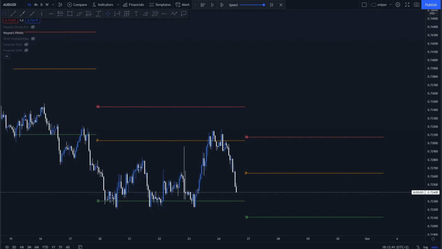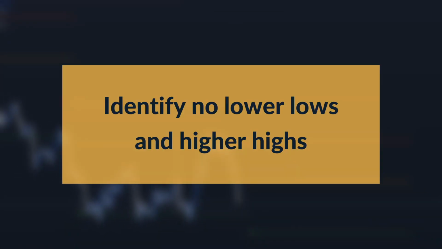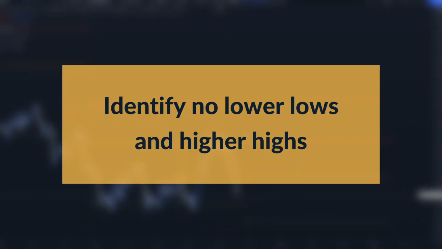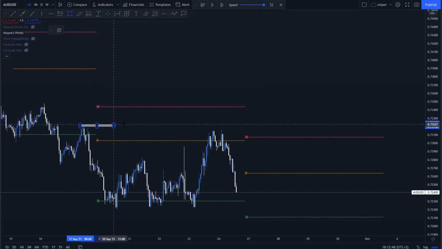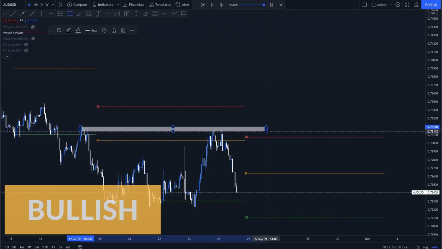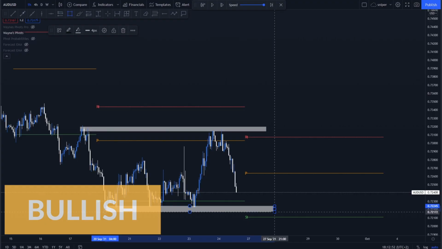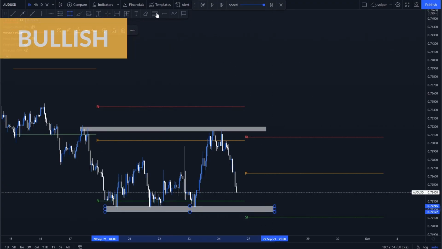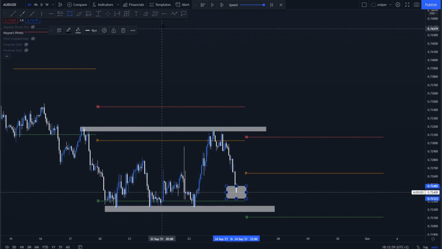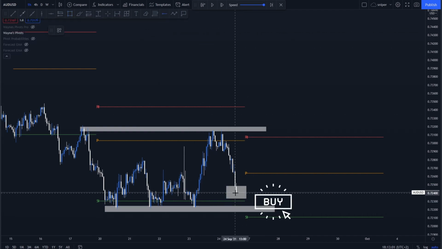Using technical analysis, we need to identify there's no lower lows, no higher highs. In this situation here, we have the resistance and no higher highs. Here we have support and no lower lows. And we will be looking to buy into this area here. So I would just go ahead and mark that out as a good entry.